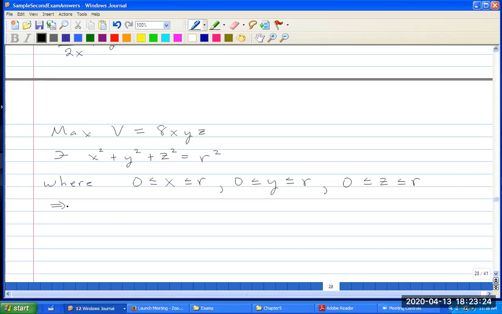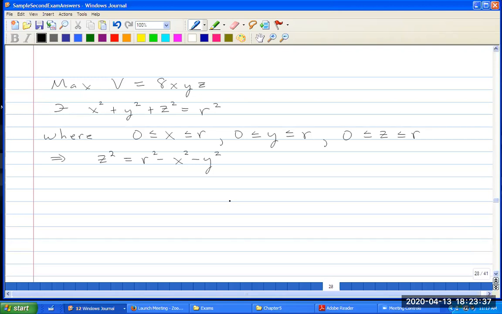and x and y. So I have that z squared equals r squared minus x squared minus y squared. And so z is equal to plus or minus the square root of r squared minus x squared minus y squared. And we can take it to be plus because I've assumed that z here is greater than or equal to 0.